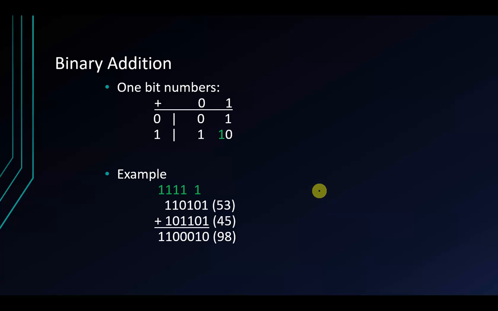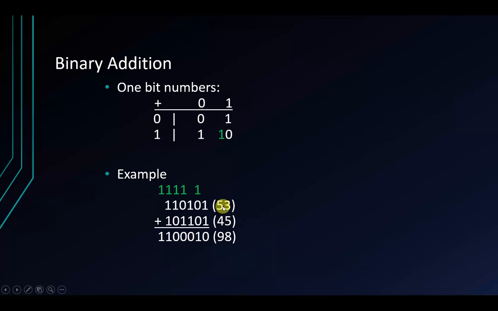Now the binary addition is something that you need to at least get a feel for here, how this works. This truth table gives you a pretty good idea. If you take a 0 and add a 0, you end up with a 0. If you take a 1 and add it to a 0, you have a 1. And if you take a 1 and add it to a 1, you get a 0, but there's a carry bit of 1.